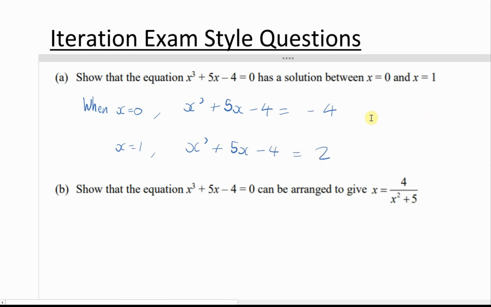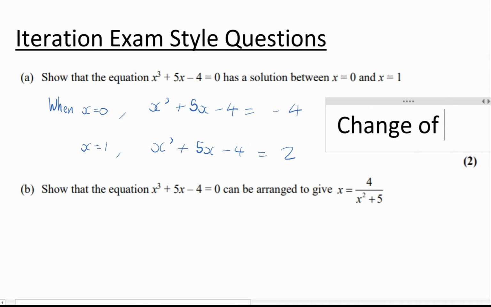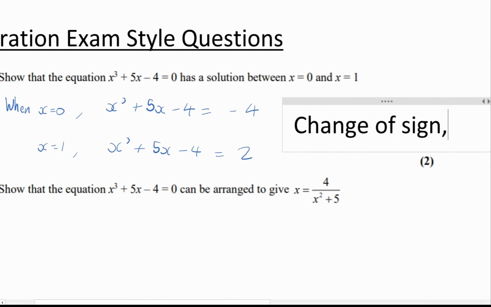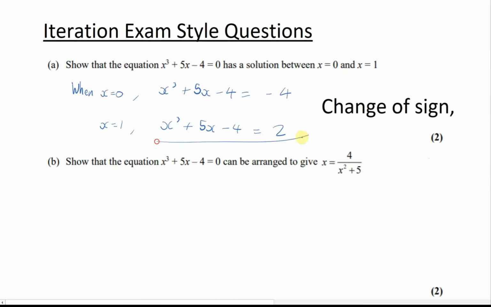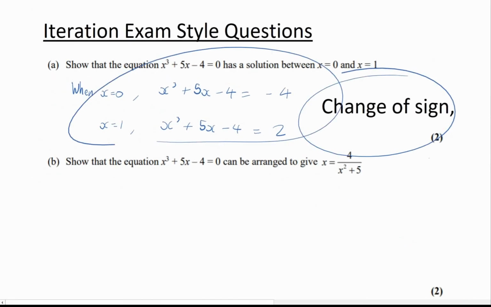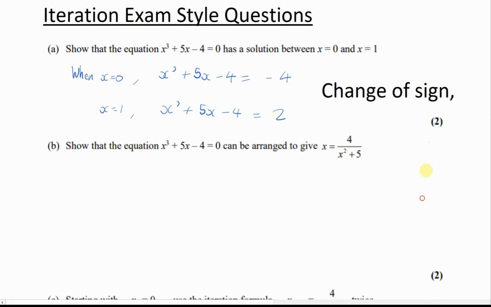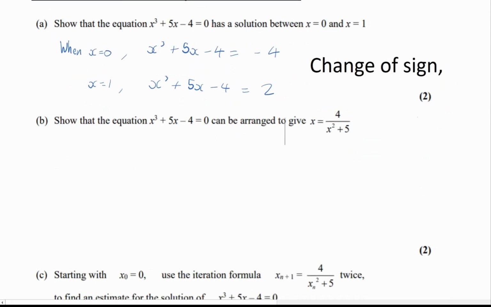You will always find for each of these questions that there's going to be a change of sign. And it's going to say some sentence along the lines of, there's a change of sign, so there's a solution between 0 and 1. In terms of marks for exams, you basically get 1 mark for your working out and 1 mark for saying that because of the change of sign, there must be a solution. So that's part A. Again, that's pretty reliably the same for every style of question.